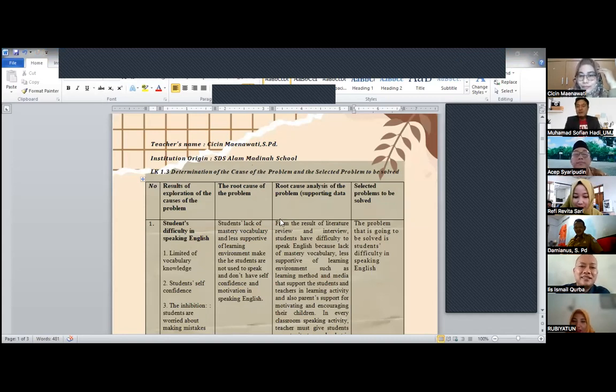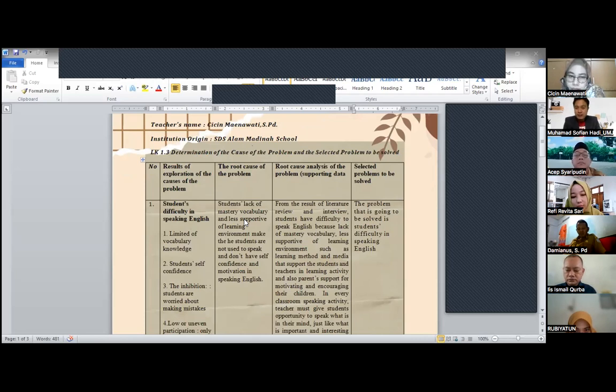Okay, so based on the University 1.3 that you already completed, we have the exact similar kind of answer based on the previous example that I gave you guys. And then for the result of explorations of the problems, student difficulty in speaking English, you have several lists of it. On the second column, one more time, here will be the list of options. And then for the third one, the root cause of the problem, that will be the third column.